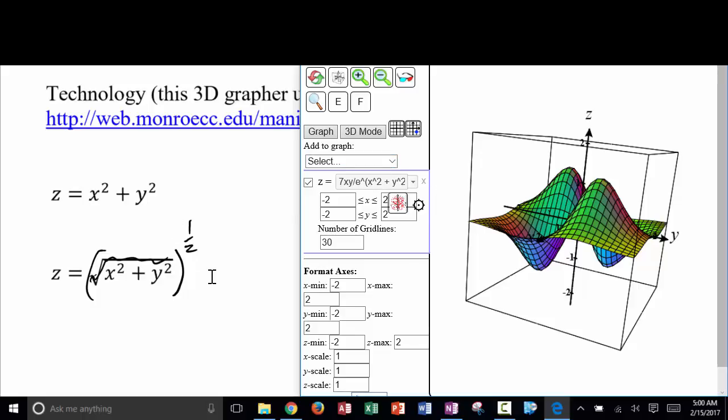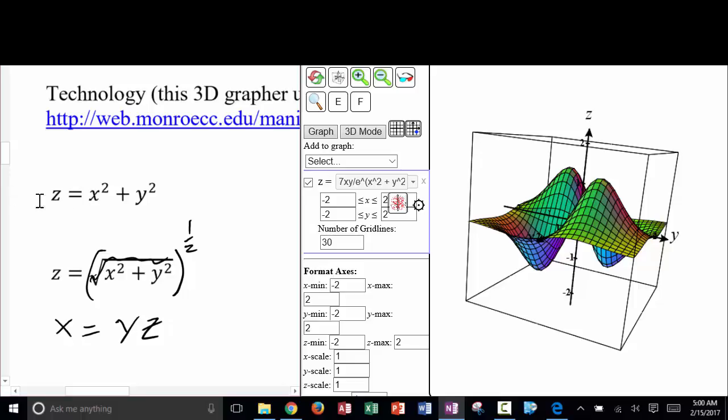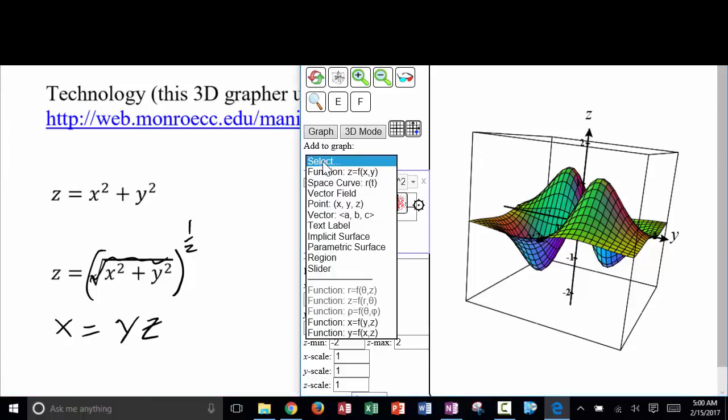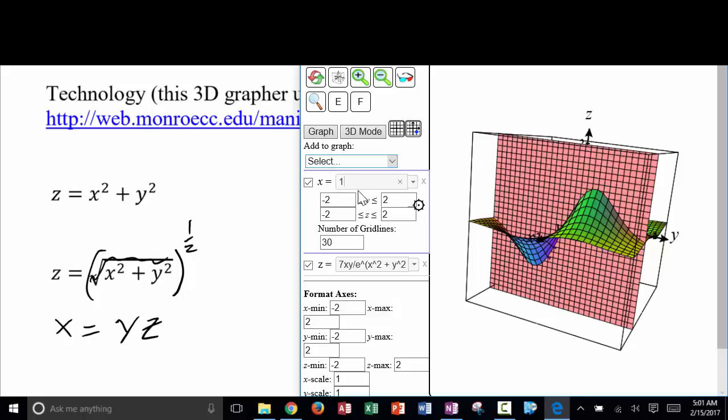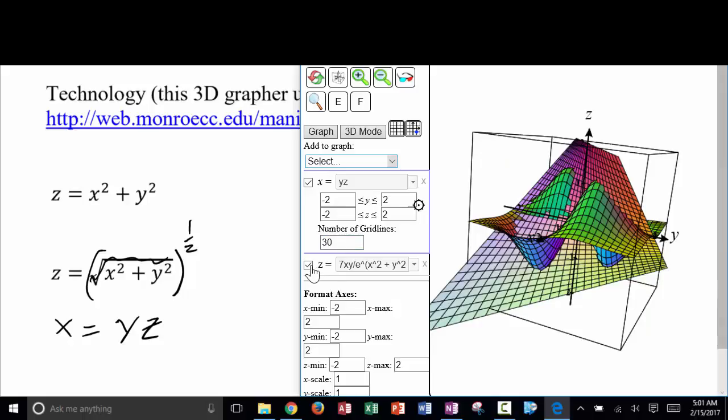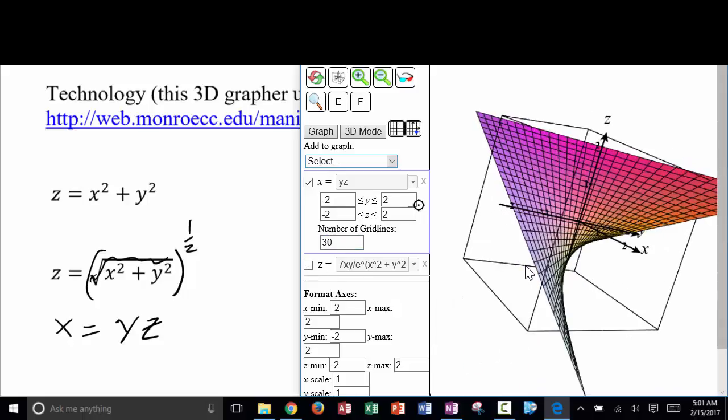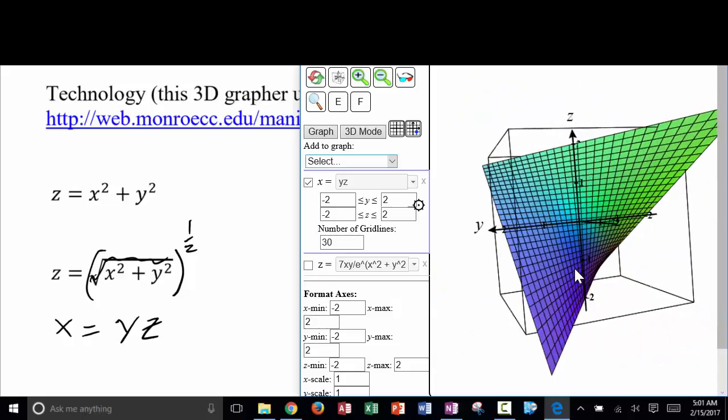Now, there is one little caveat that happens sometimes. What if a problem, instead of being z equals, looks something like x equals yz? Well, I just want to point out, this little area right here says add to graph. If I do a drop down, I can say I need an x equals, and now it'll give me a graph where I can type in x equals, and I can type in yz, for example. Let me get rid of the old graph. And there we go. Now that is the graph of x equals yz.